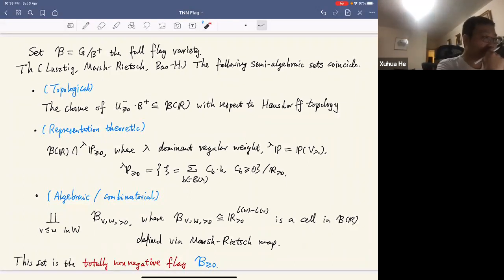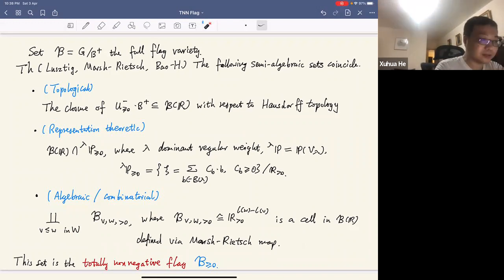Okay, so well, how to define the totally non-negative flag variety? Well, in the case where G is a reductive group, this was first introduced by Lusztig in the 94 paper.